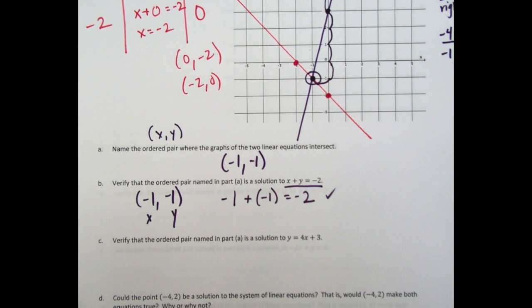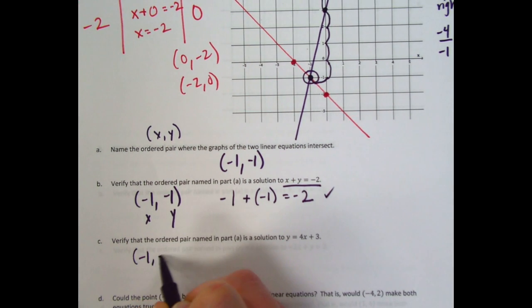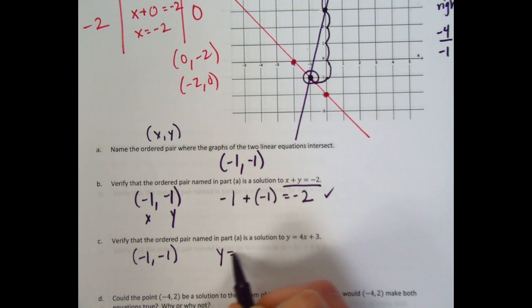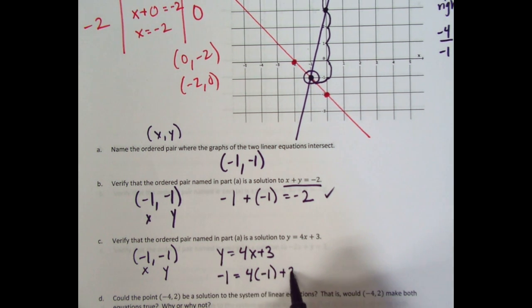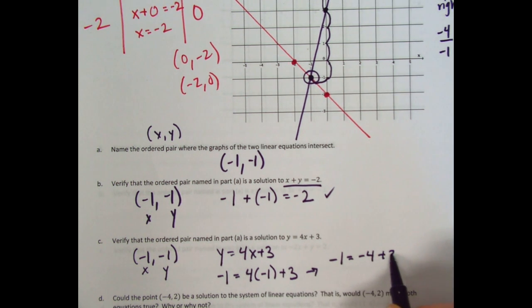Same thing for the next equation. Plugging in negative 1 and negative 1. Y equals 4x plus 3. This is x, this is y, I get negative 1 equals 4 times negative 1 plus 3. Negative 1 equals negative 4 plus 3. Is this true? Yes, this is true.